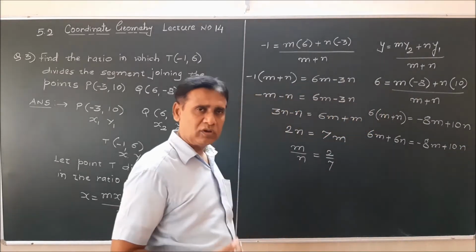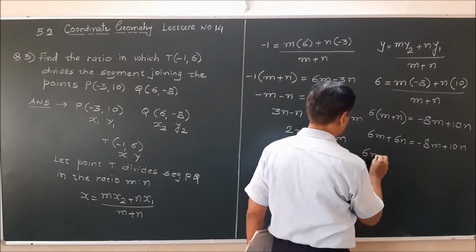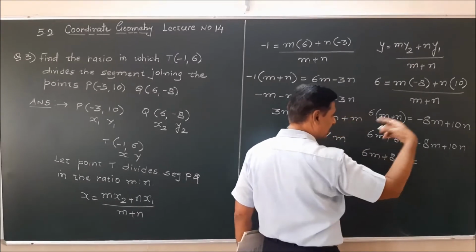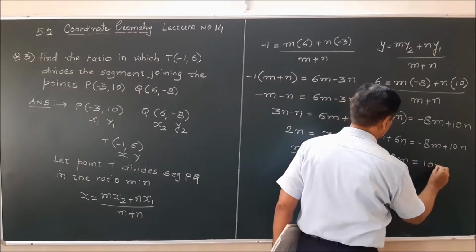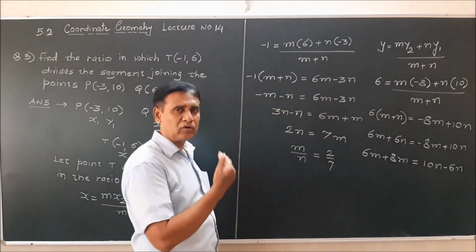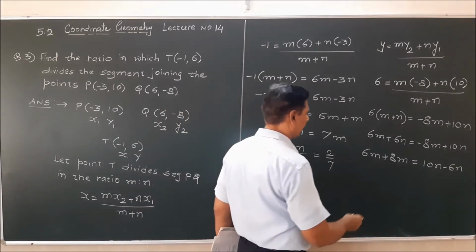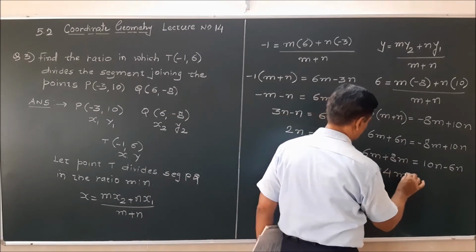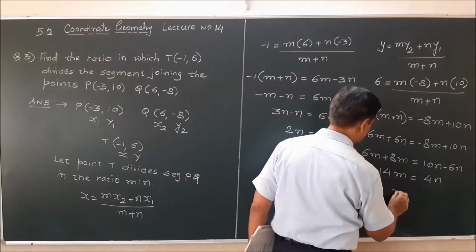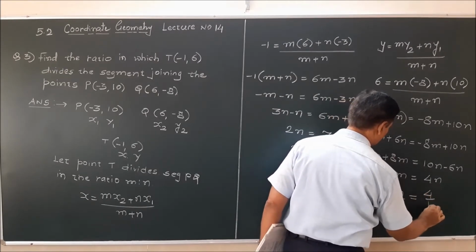Like in the last sum only, we'll transfer like terms on same side. 6n plus 8n, that is equal to 6n on right hand side becomes minus 6n. So I transfer minus 8n on left hand side and I got it as plus 8n. So 6 plus 8 is 14n is equal to 10 minus 6 is 4n. So n upon n is equal to 4 upon 14.